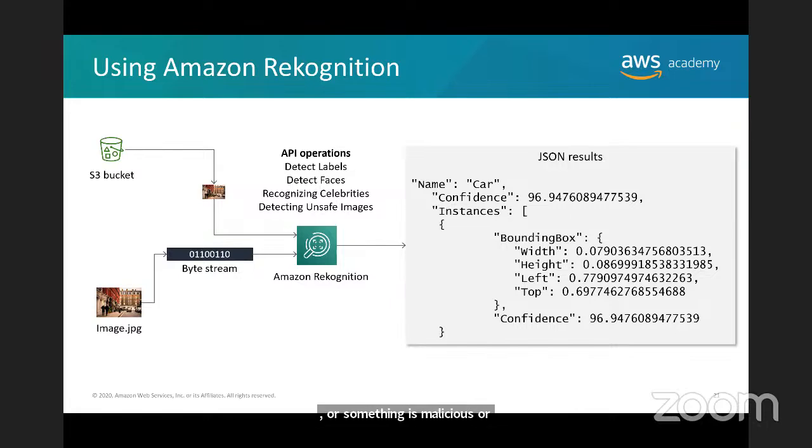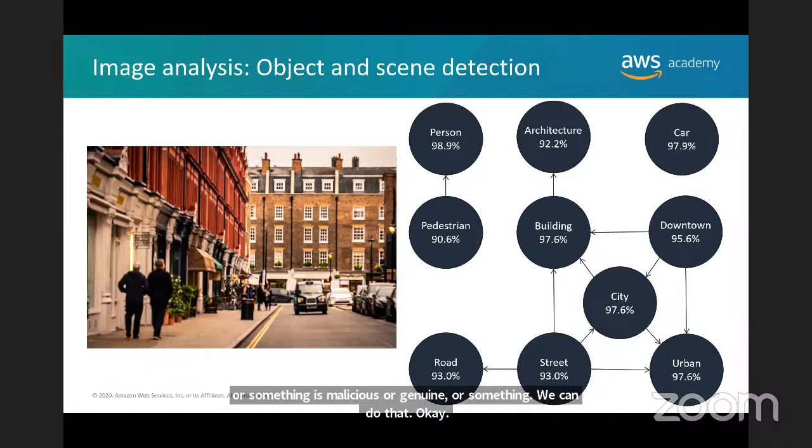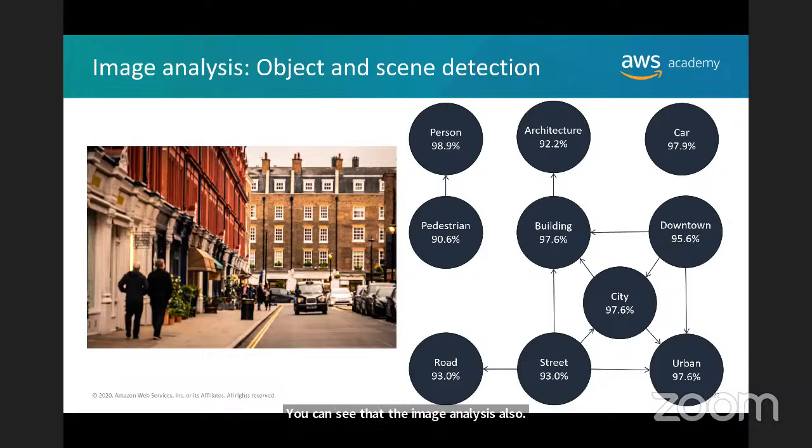Okay, this is what we do using Amazon Rekognition. You can see the image analysis also, right? The object and scene detections are there. We can identify in this entire building the persons, with 98.9% accuracy. Architecture 92%, car 97% accuracy. From this image you can classify road, street, urban. This Amazon Rekognition is a tool that can do this very easily, right?